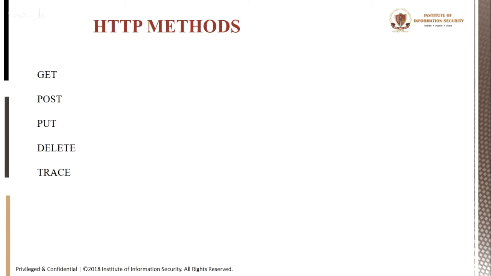The trace method echoes the received request so that the client computer can track the changes and additions made by different intermediate servers in the path of the communication. There are also other methods like options and connect, which are used depending upon the requirement of your task and work.